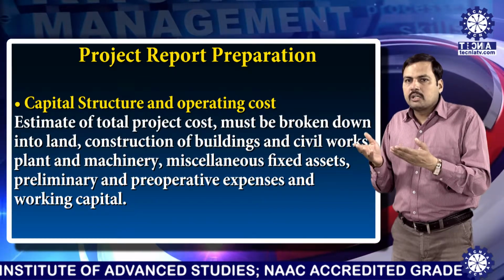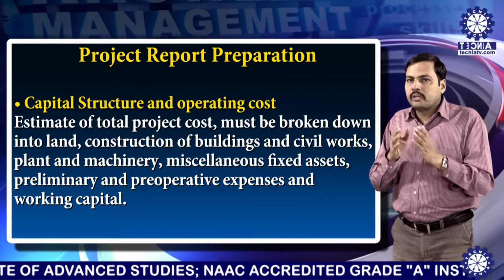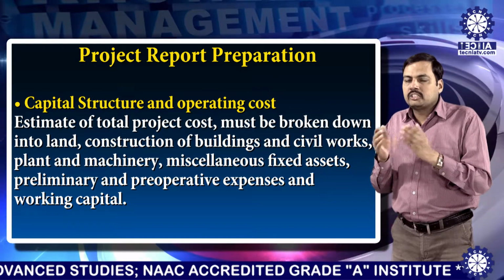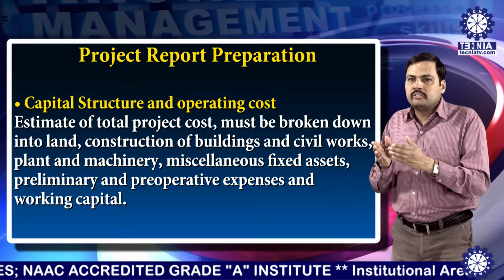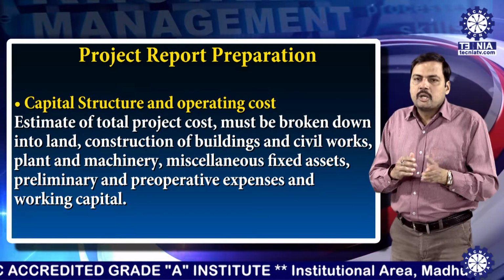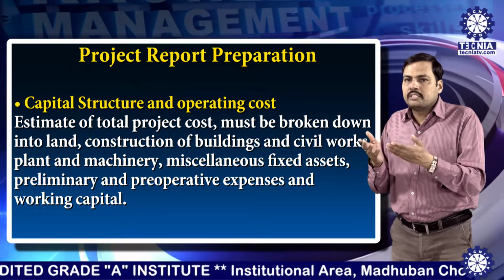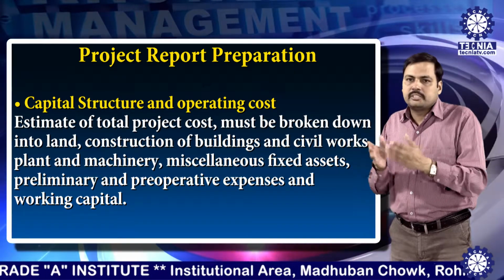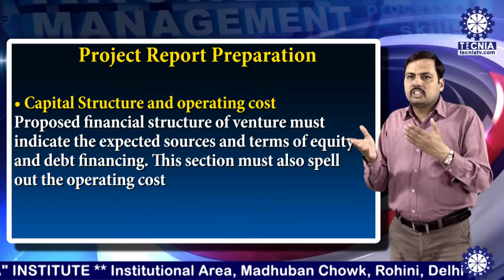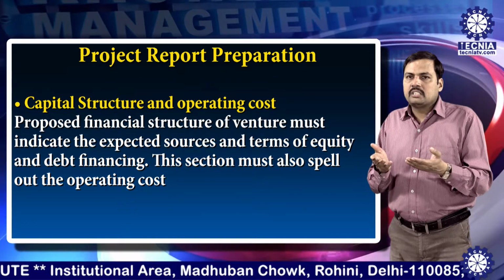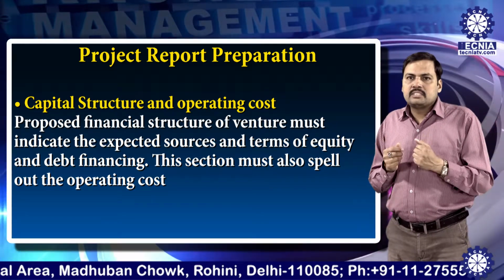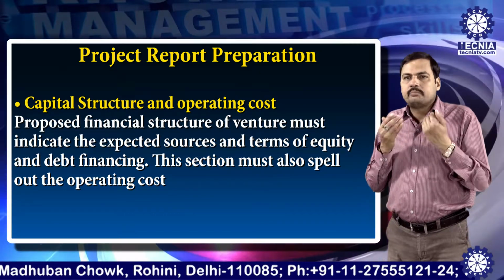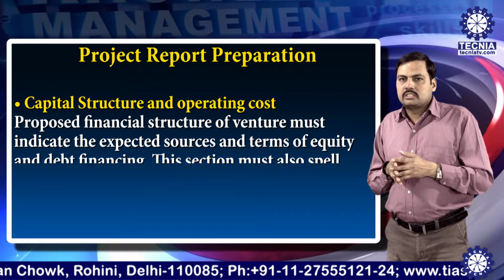Estimate of total project cost must be broken down into land, construction of buildings and civil works, plant, machinery, miscellaneous fixed assets, preliminary and prospective expenses and working capital. Proposed financial structure of venture must indicate the expected sources and terms of equity and debt financing. This section must also spell out the operating cost.